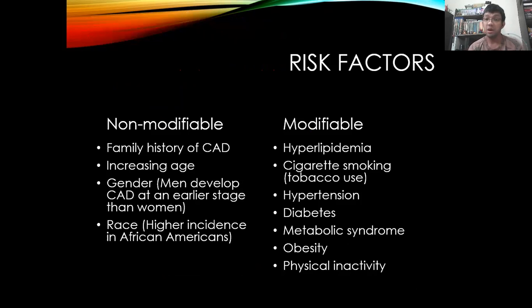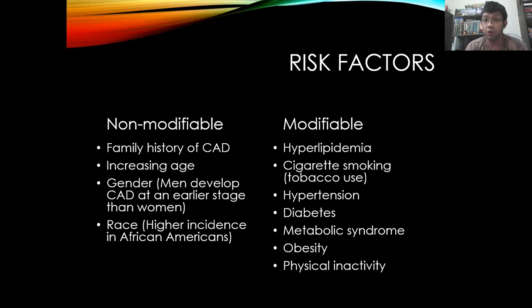What are the risk factors? We have two, the non-modifiable and the modifiable. When we talk about non-modifiable, it means that you cannot change it. It's there. Like family history of CAD. If you have an immediate family member, your parents or grandparents, who have suffered from this, it's a risk factor for you as well. Increasing age, because as we all well know, as we grow older, most of the body functioning will deteriorate. They decrease in function. That includes our blood vessels.